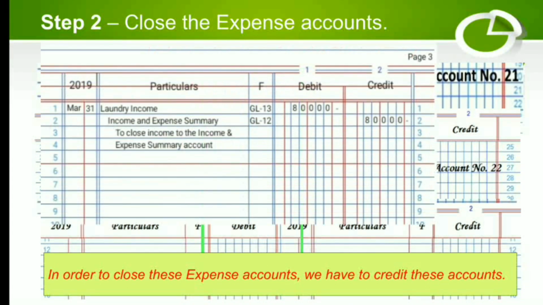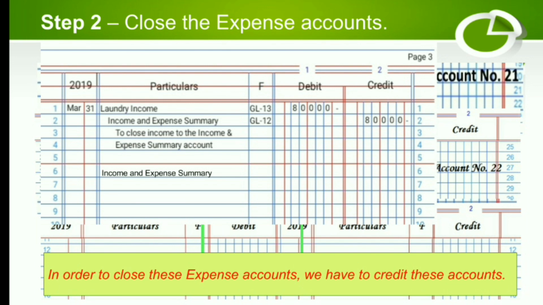And here's now the general journal. We're not going to write the date again, since the date of the closing entry is the same. In the case of Davao Laundry Services, it is March 31, 2019. As I mentioned earlier, the expenses are all in the debit, so in order to close them, we need to credit them. The question is, what will be our debit entry? Our debit entry would be the temporary account, income and expense summary. The debit amount of the income and expense summary will be the total of all the expenses. As of the moment, we're going to leave it blank and come back to it after our credit entries.